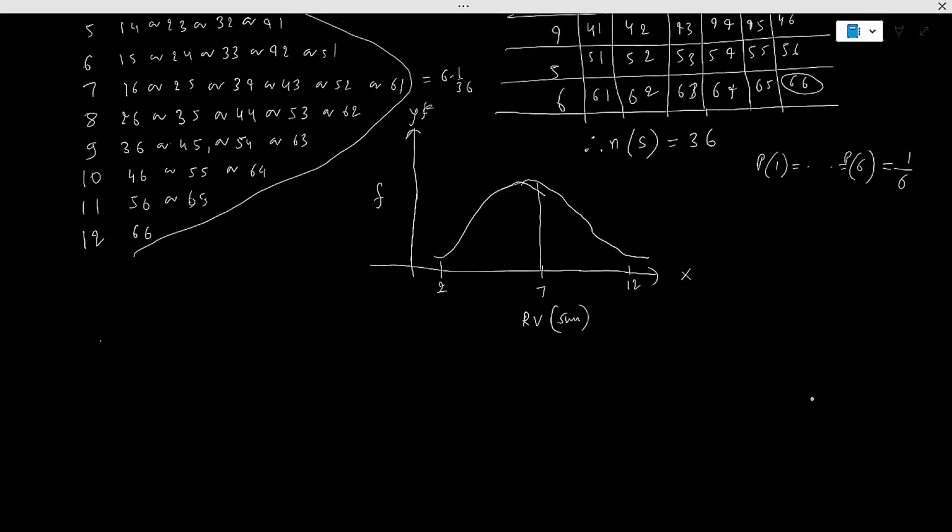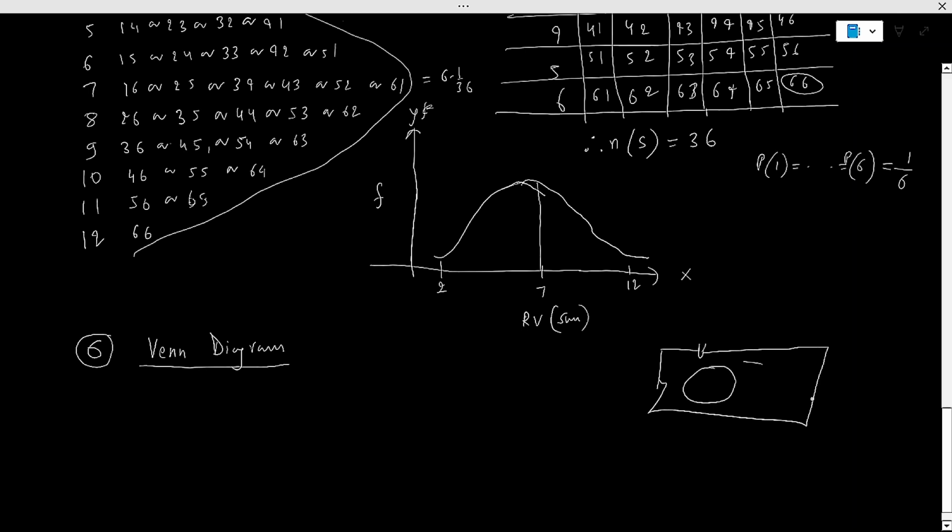In this video, we will see some of the concepts related with the Venn diagram, and this concept is also very helpful in understanding the concepts related with probability. Let us draw a Venn diagram where U represents the universal set, and we have two events A and B.